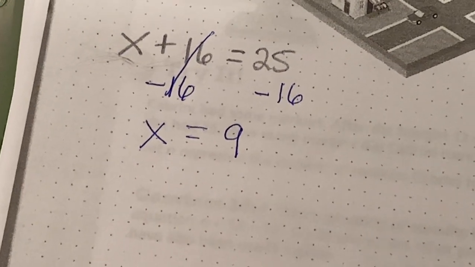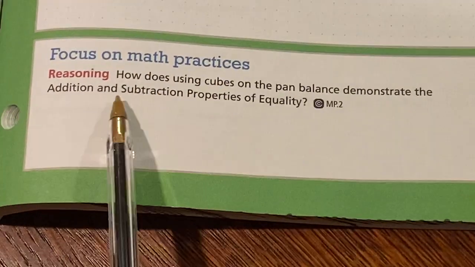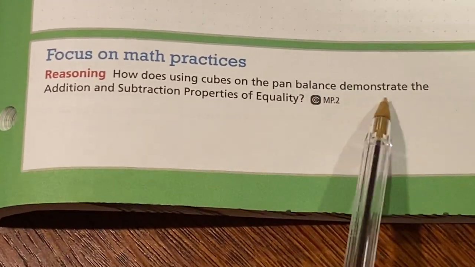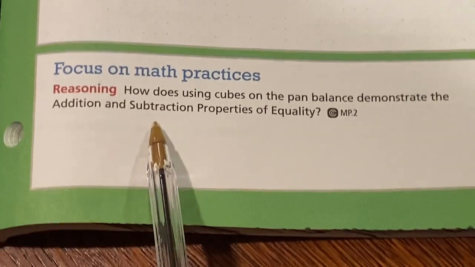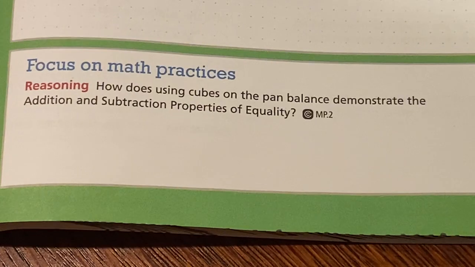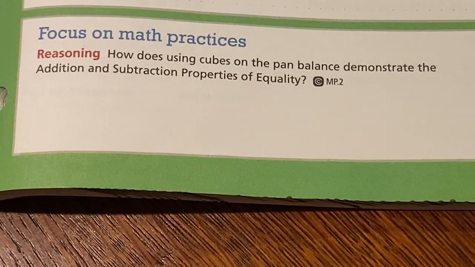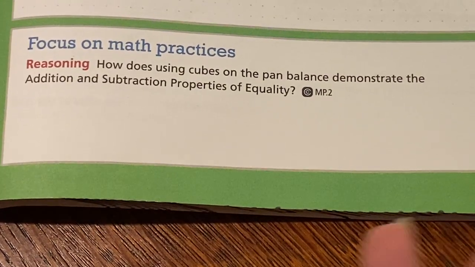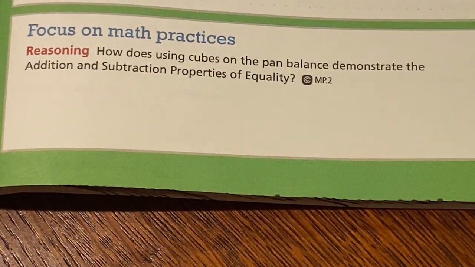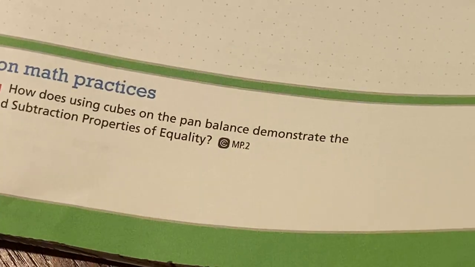All right? I almost showed you the answers again. Here we go. Focus on math practices, reasoning. How does using cubes on the pan balance demonstrate the addition and subtraction properties of equality? What do you think? Well, I'll tell you. To keep it balanced, you have to add or subtract the same amount on both sides. And by doing that, it shows you that they're still balanced. Yeah? Okay. Let's take a look at page 190.